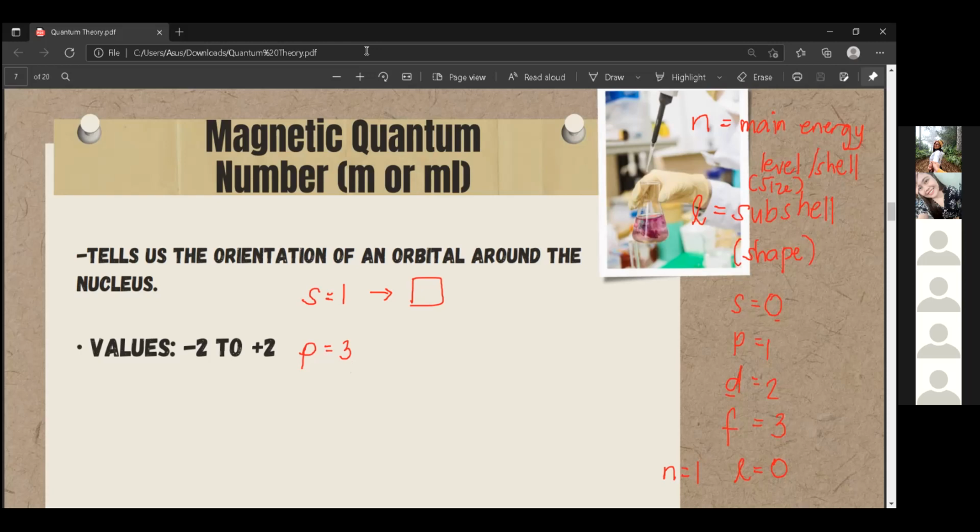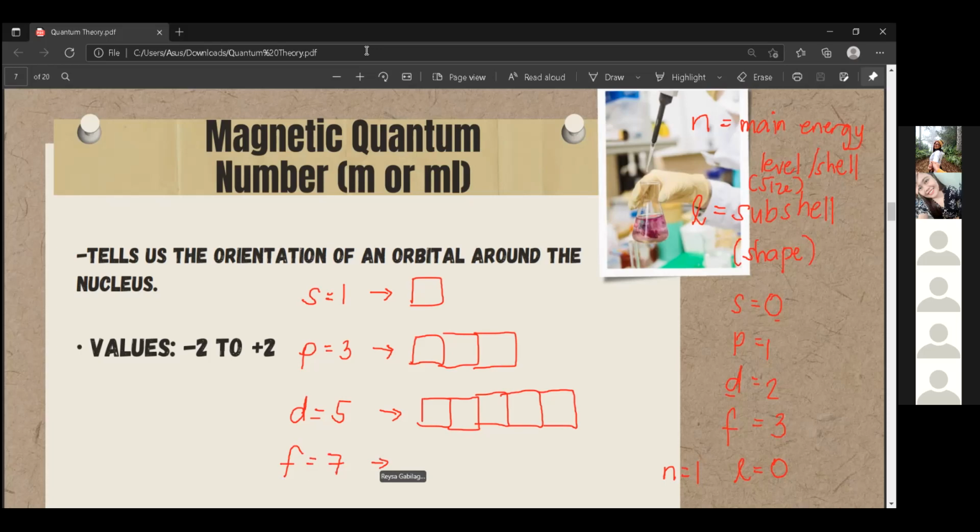Okay. Ayan. Meron siyang tatlong orbitals. So, magdodraw tayo class ng tatlong box. Okay? And then, si D ay merong 5 orbitals. So, you have there 1, 2, 3, 4, and 5. And lastly, si F naman ay may 7 na orbitals. So, 7 boxes. And sabi ko kanina, di ba, bawat orbital can accommodate 2 electrons.